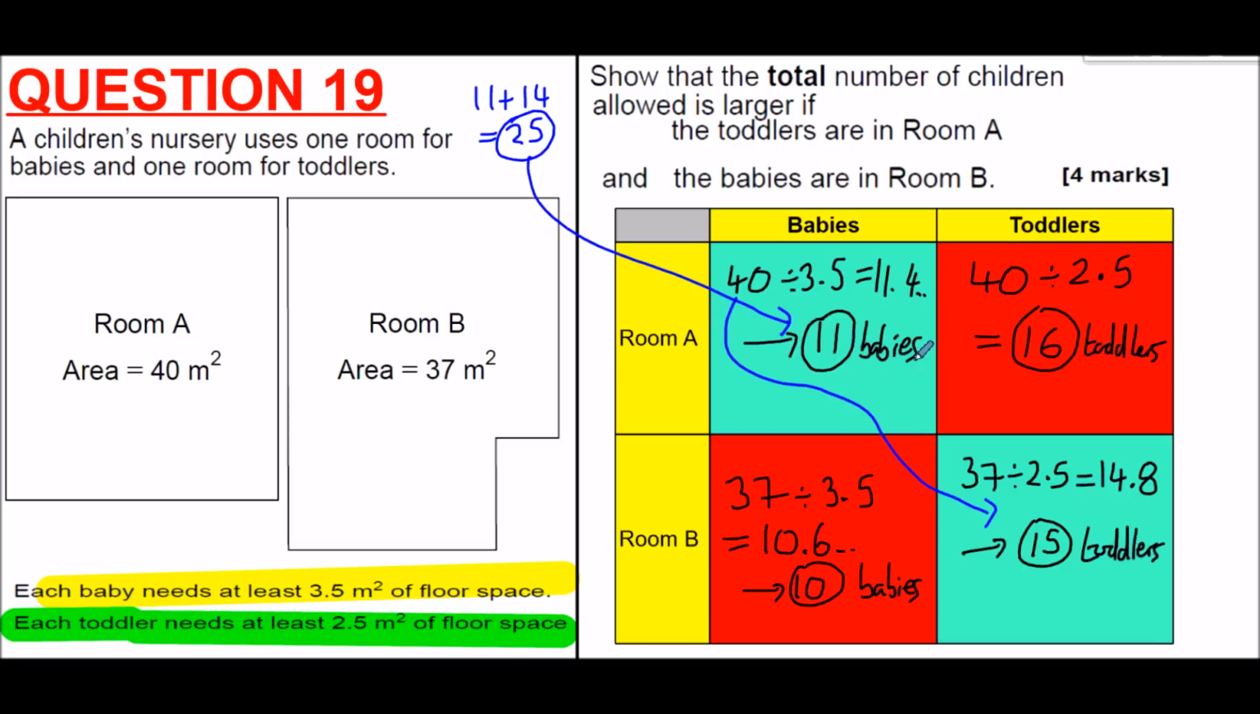And so the second option, if the toddlers are in A and the babies are in B, then that would come to a total of 10 plus 16, which should be 26 children. 26 is more than 25, albeit by 1, and so this working proves that the space is maximised if we had toddlers in room A and the babies in room B. We can get one extra child in total if we do it this way round, instead of having the babies in A and the toddlers in room B.